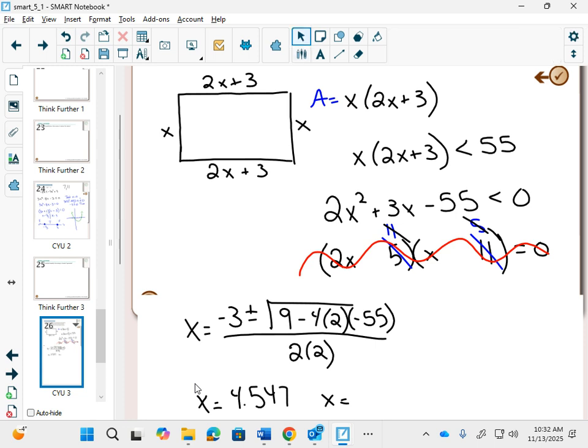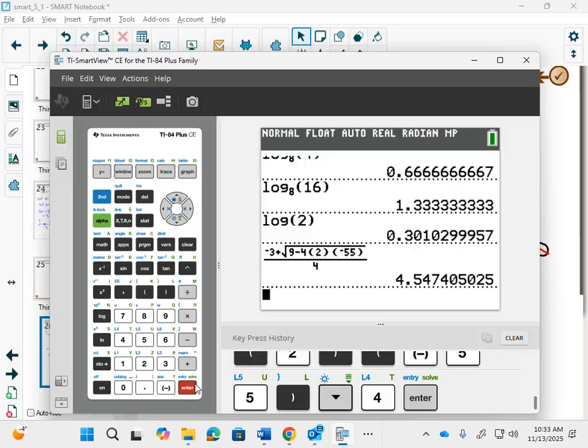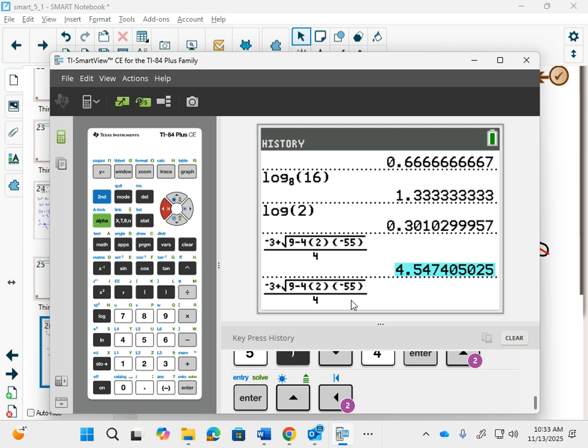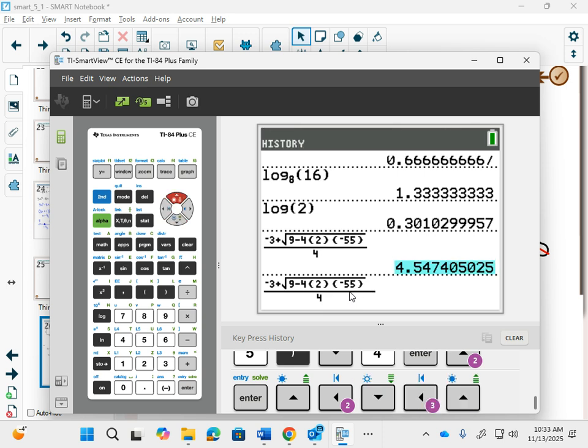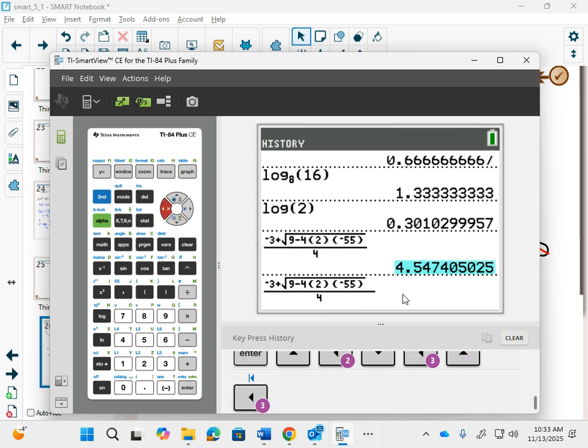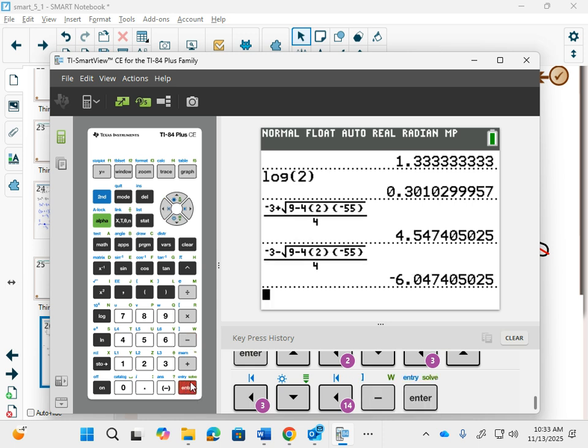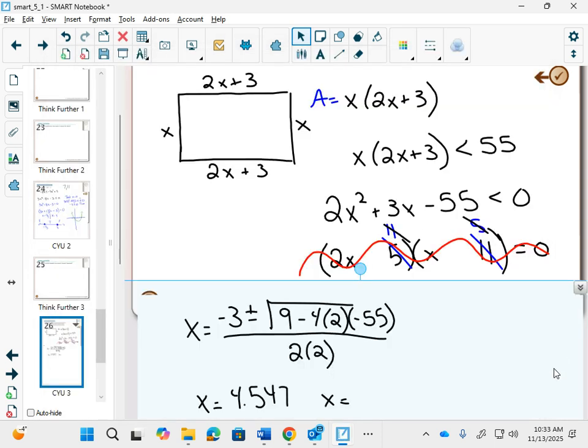And if I change that plus or minus to a minus, the nice thing on your graphing calculator is you can highlight something to retype it, and now all I want to do is change this plus sign to a subtract sign. And I get my other answer is negative 6.047.